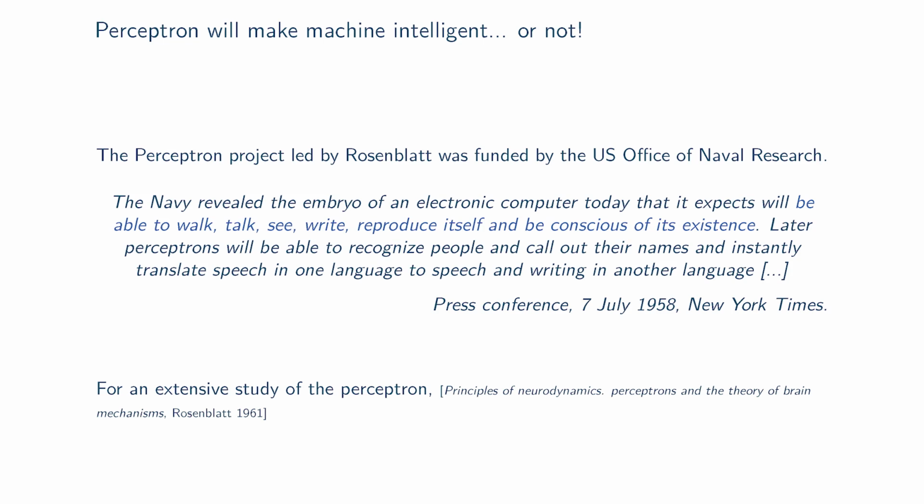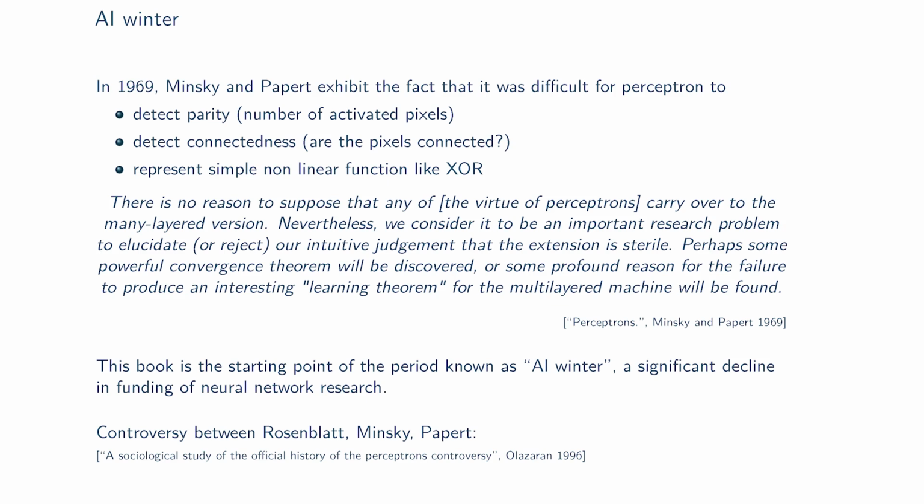As you can see, people at this time got really enthusiastic about what the perceptron will be able to do in the next years, whereas people knew at this time that the perceptron is only able to work with linearly separable data. If you want to know more about the perceptron, here is a reference you can look at. With the creation of the perceptron, some people, namely Minsky and Papert in 1969, exhibit the fact that it was difficult for perceptron to do some particular things, as detecting parity, the number of activated pixels in a black and white image, detecting connectedness, whether or not the activated pixels in an image are connected to each other, and representing simple nonlinear functions like the XOR function.